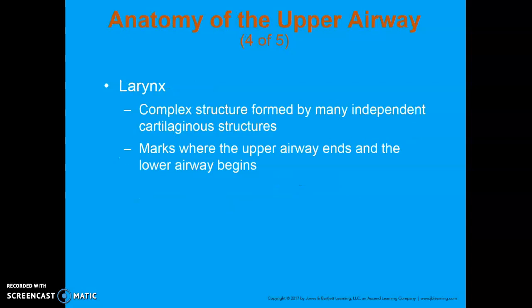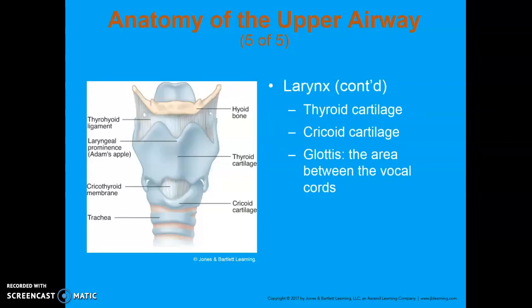Your larynx has several different components to it. Cartilage, you have ligaments, and this kind of is the separation point between the upper and lower airway. You have two major cartilages. You've got the thyroid cartilage and the cricoid cartilage. The thyroid is much bigger. This is your Adam's apple. Cricoid is down below that.